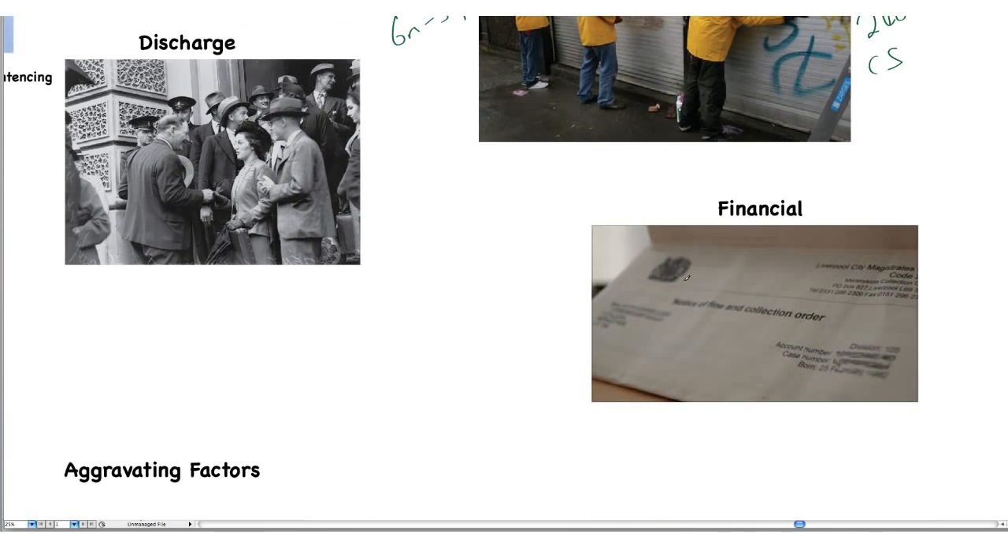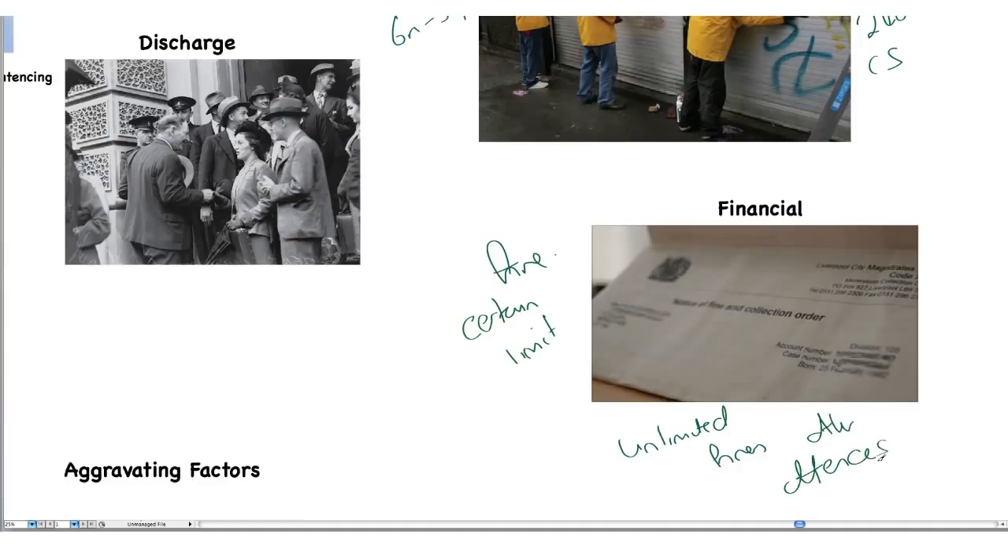There are also financial sentences, and a financial penalty gives a fine up to a certain limit. And that may be imposed for various statutory offences if they are serious enough. And there might be unlimited fines for other offences. I appreciate my handwriting is really bad on this. Although the fines that are imposed must not be excessive compared to the offender's means. So you have to take means into account, it is completely useless giving somebody a £100,000 fine if they exist on benefits and welfare benefits.